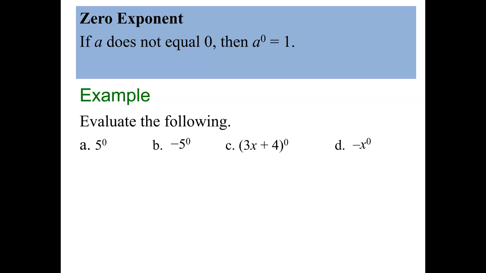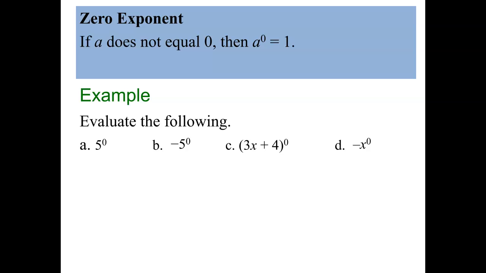Zero exponent rule. The zero exponent rule is my favorite because it's the easiest. Anything raised to the 0 power always equals 1. I'm going to show you why on the next slide because it's an extension of our quotient rule. But it's a nice, easy rule to remember. Anything to the 0 power always equals 1. The only exception to that is 0 to the 0 power. 0 to the 0 power is undefined, again because it's an extension of our quotient rule.